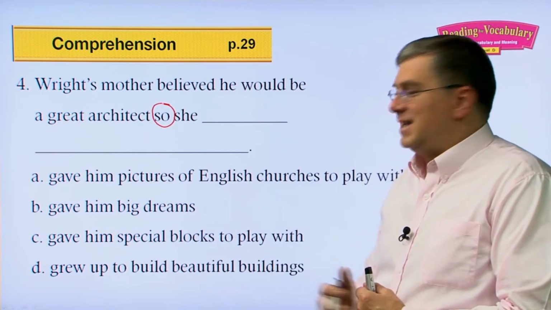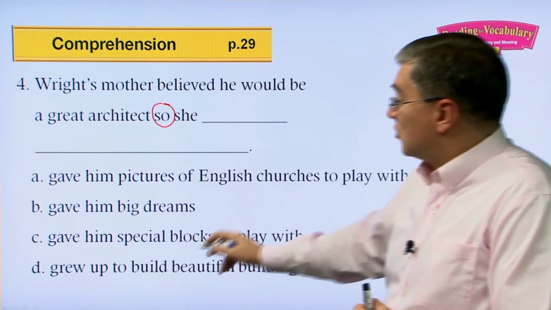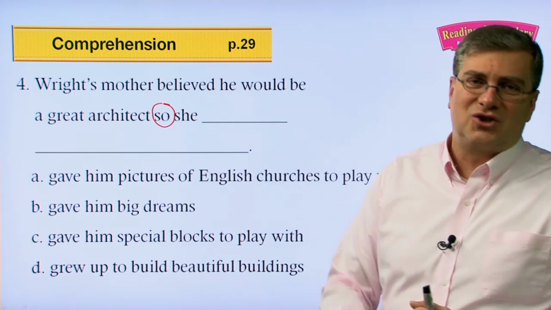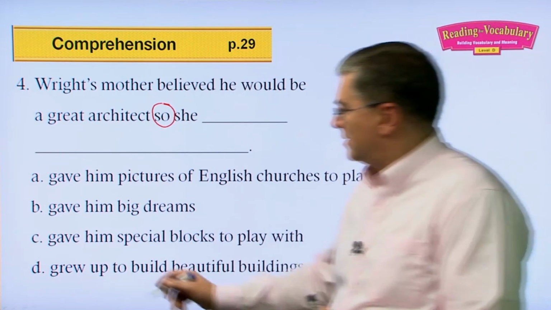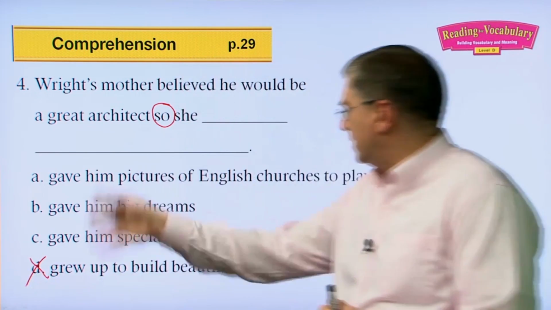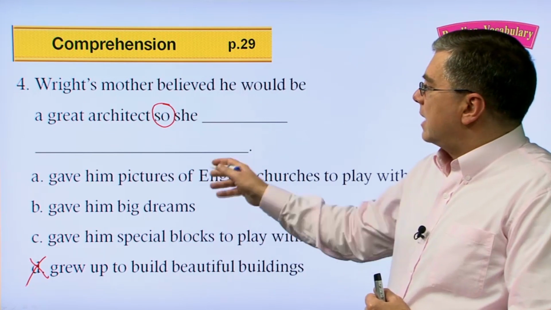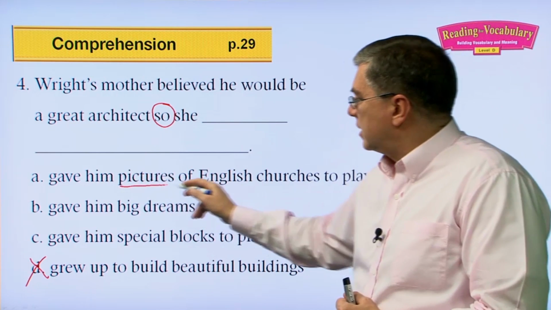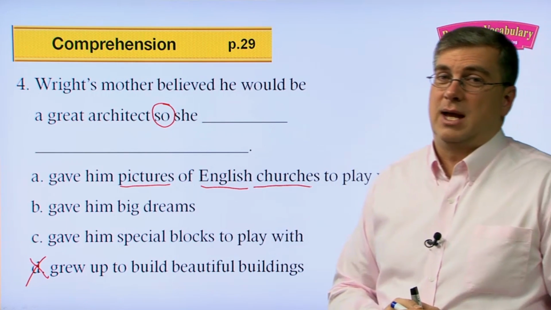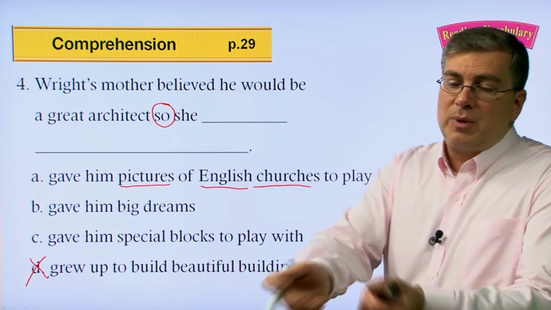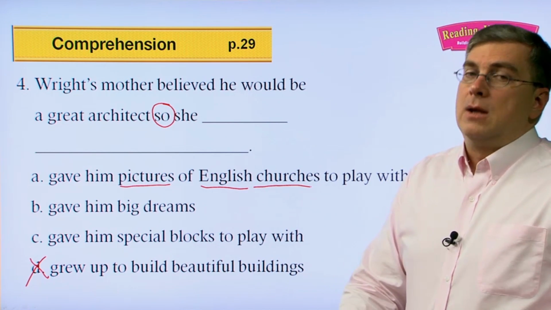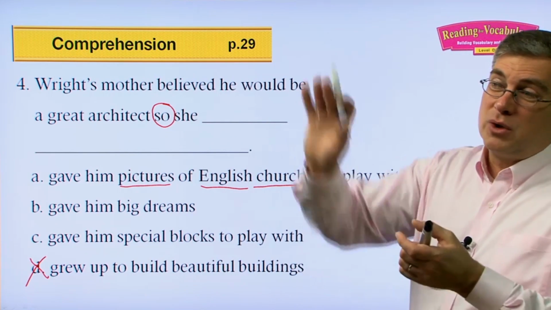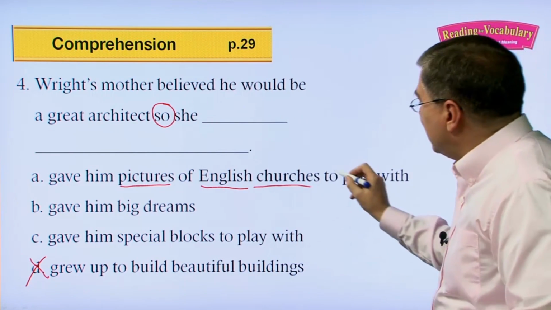Now obviously D is incorrect, because "she grew up to build beautiful buildings" means when she was a child, but if she was a child, she didn't have a son. So that doesn't make any sense at all. But take a look at A. A might be a little tricky because remember, pictures of English churches. We talked about that. So did she give him the pictures to play with? No. Well, she didn't really give him the pictures. She put the pictures up on his walls. So he didn't play with them.